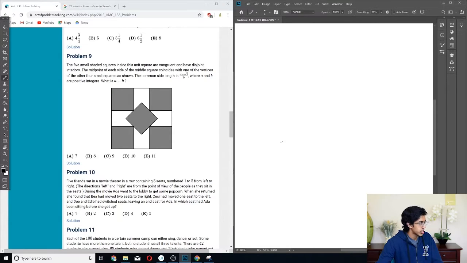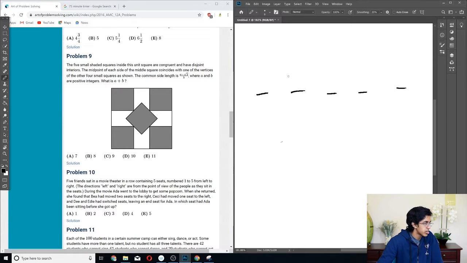Alrighty. 5 friends sat in a movie theater containing 5 seats. Okay, so left to right is from the point of view of them. During the movie, Ada went in the lobby. When she returned, she found that they moved 2 seats, and so on. Okay, so this is a logic problem, I'm assuming. So 1, 2, 3, 4, 5.